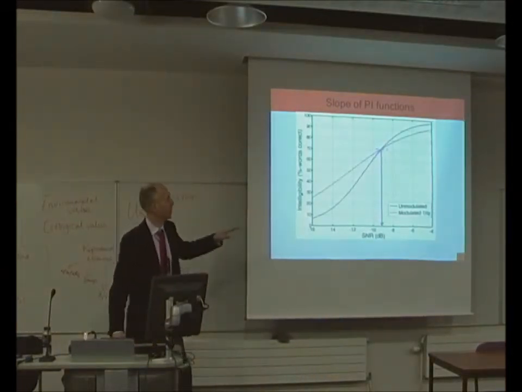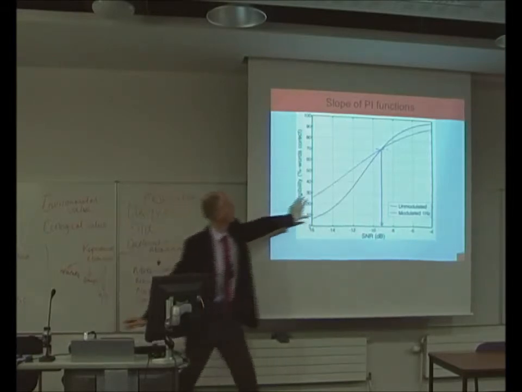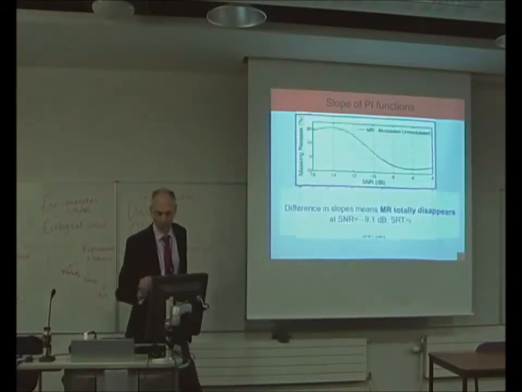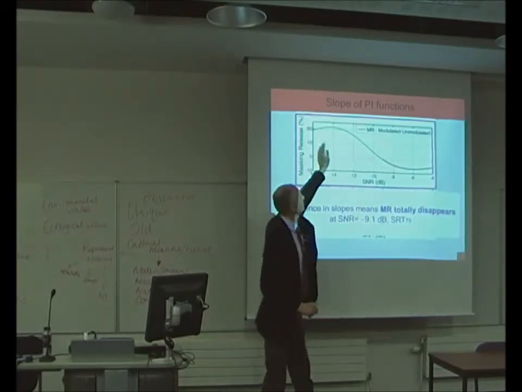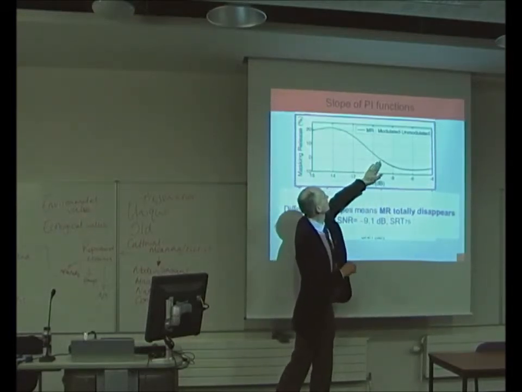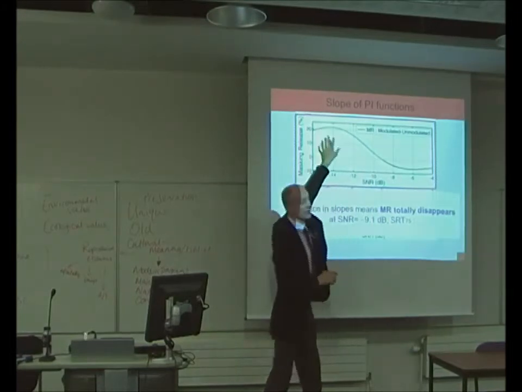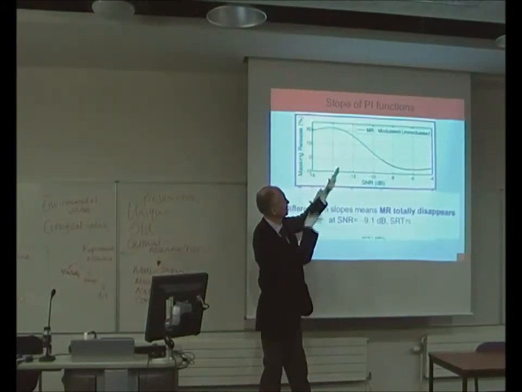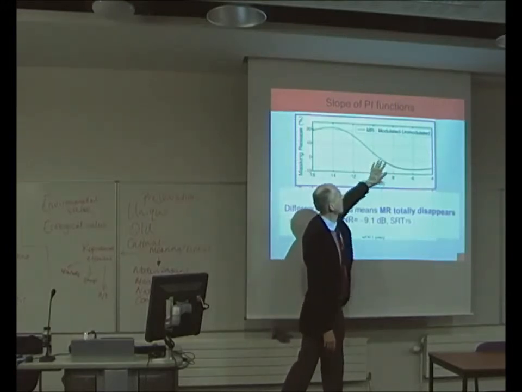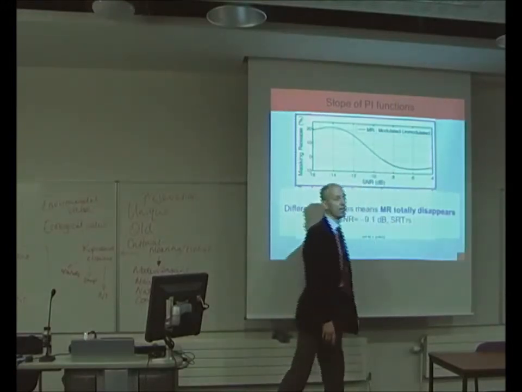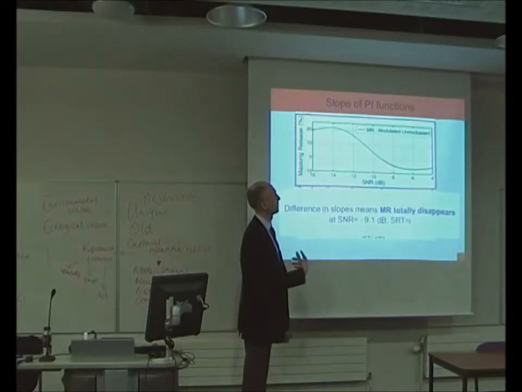So if we plot the difference between these curves, what we see is that if you have really negative signal to noise ratios, between 0 Hz and 1 Hz, then you do get the release from masking because of the shallower slopes. But at about minus 9 dB and above, you don't appear to see any release from masking.